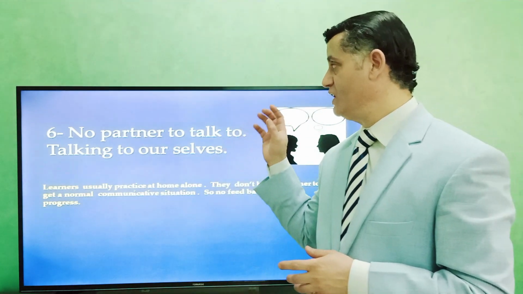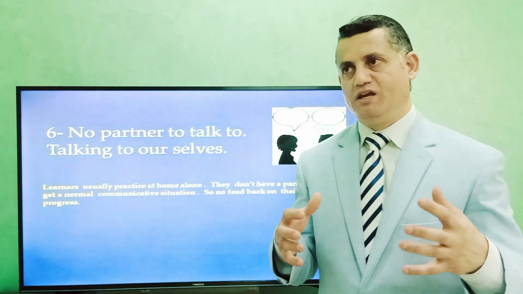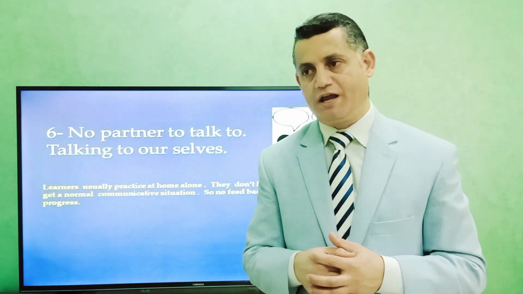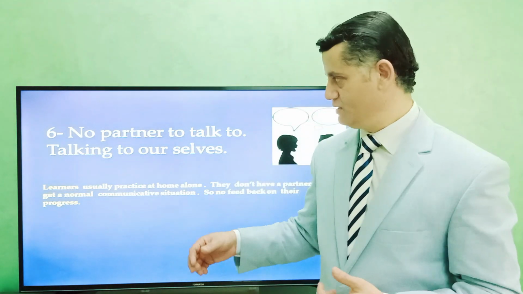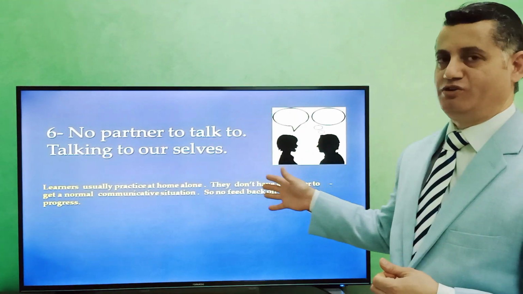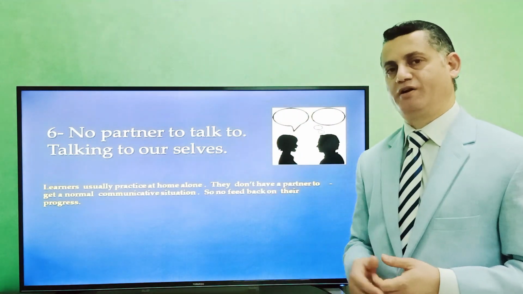Cause number 6, which blocks speakers of English from speaking, is no partner to talk to. Talking to ourselves. What's the meaning of talking to ourselves? When I practice at home, I usually stand before the mirror and try to practice English. Even when I log into the internet and find a native partner to talk to, he gives me feedback about my progress. Learners usually practice at home alone. They don't have a partner to get a normal communicative situation, so no feedback on their progress.